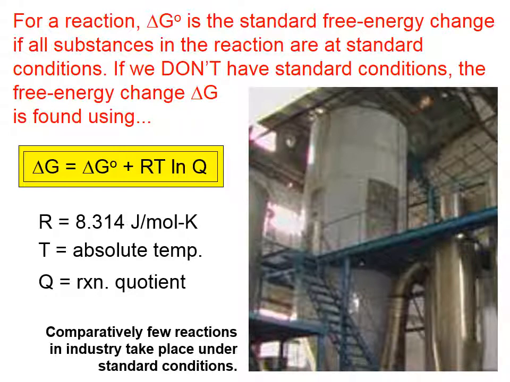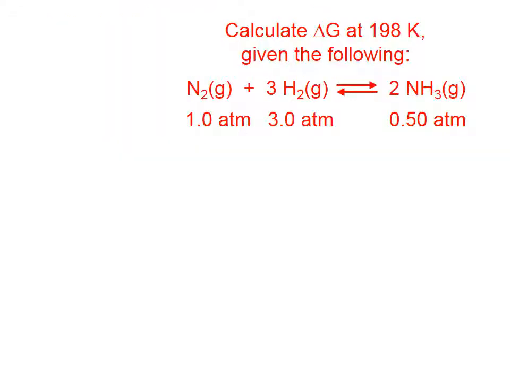It has the same form as the equilibrium constant, which hopefully you're familiar with, but it's not at equilibrium. We note here in the picture that comparatively few reactions in industry take place under standard conditions, so it's imperative that we be able to calculate some things when the conditions aren't standard. Let's show this with an example.